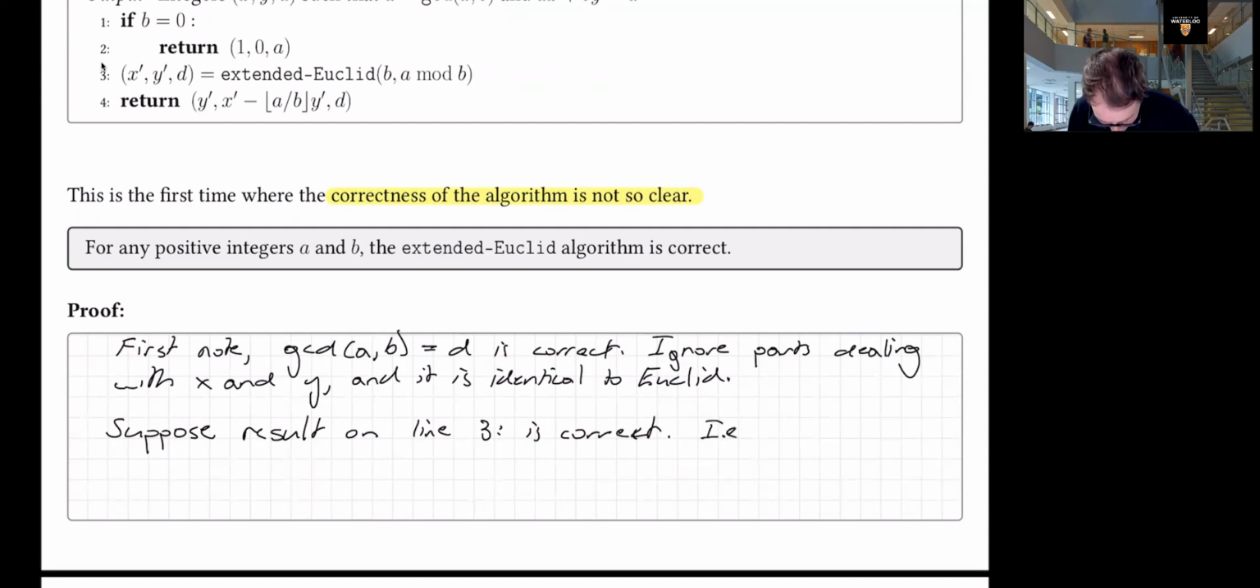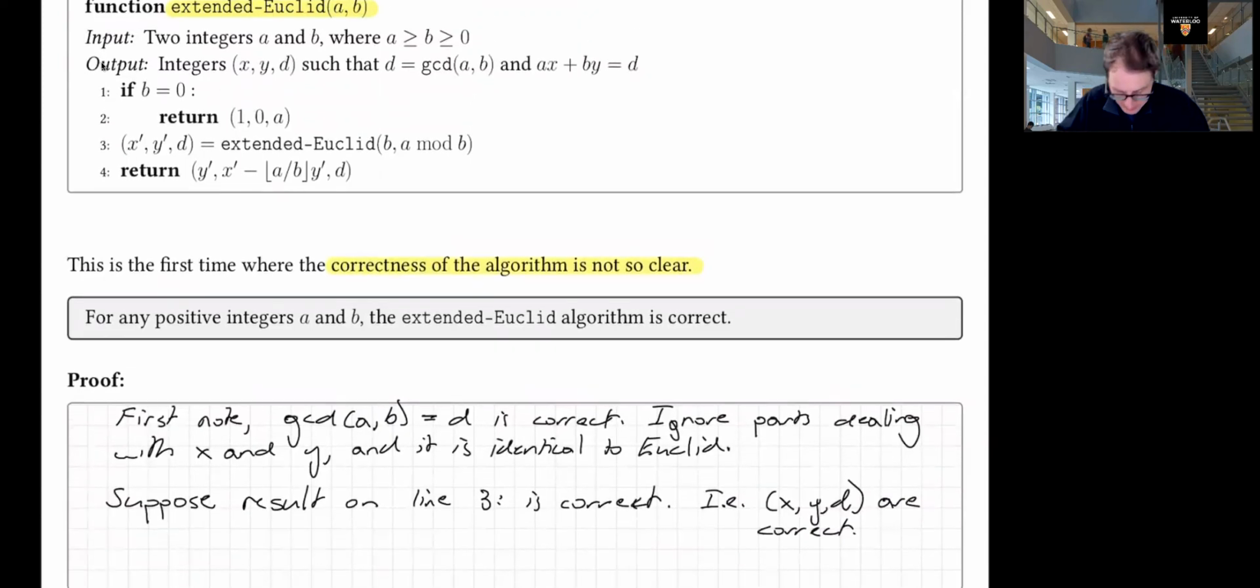And by that, I mean that the X, the Y, and the D are correct. Right? Sorry, it's actually X prime, Y prime, D prime, right? Or X prime, Y prime, D. The D does not have a prime on it.